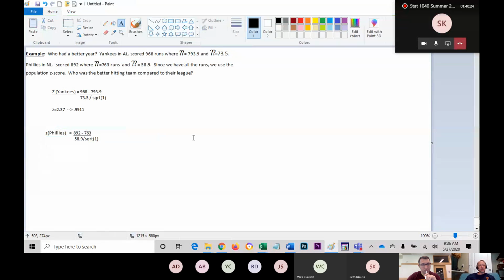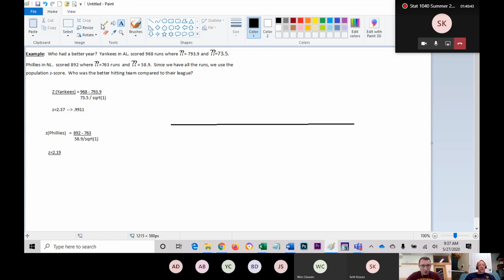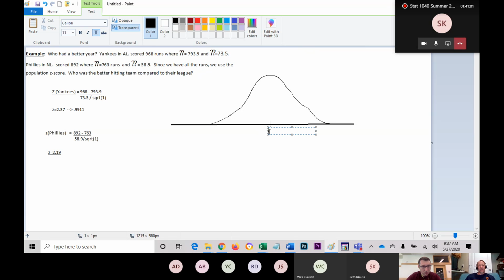Okay. So you can see if we were to convert this to a standard normal distribution, in fact, I may still do this. You can tell just based on the Z-scores who's the better team. What did we say the Phillies were? The Phillies are 2.19. So Z equals 2.19. So as we draw our fancy bell curve here, we've just converted the Yankees and the Phillies to the same mean. What is the mean with the standard normal curve?